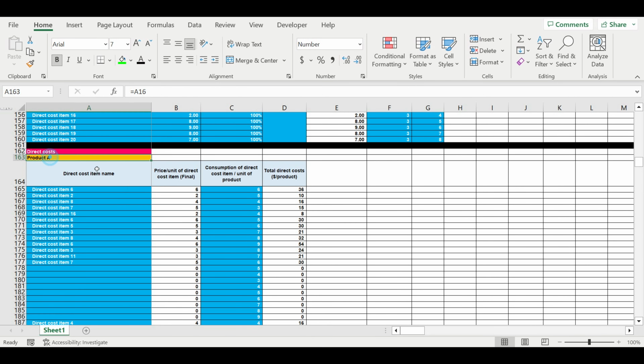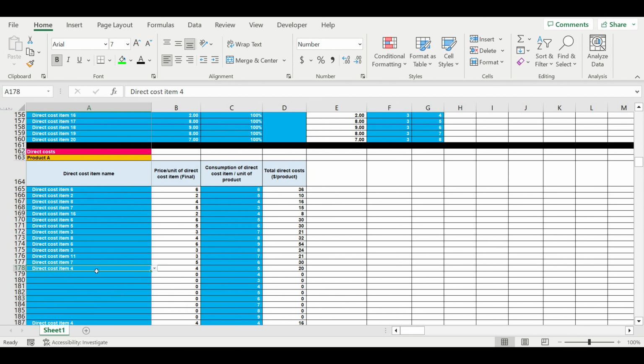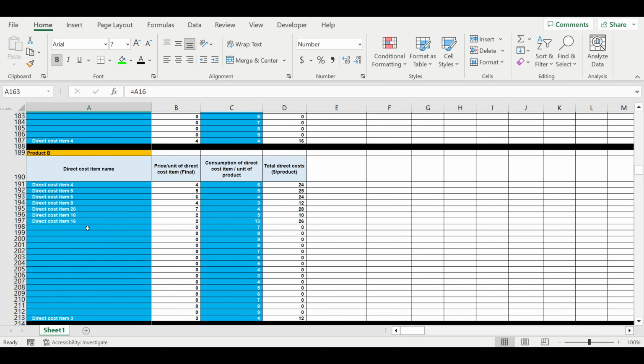Then we specify for each product what raw materials participate in its manufacturing process. So we just specify inside the list, we pick the raw material, then specify the consumption of this raw material per 1 unit of product A. Then we do the same for product B.